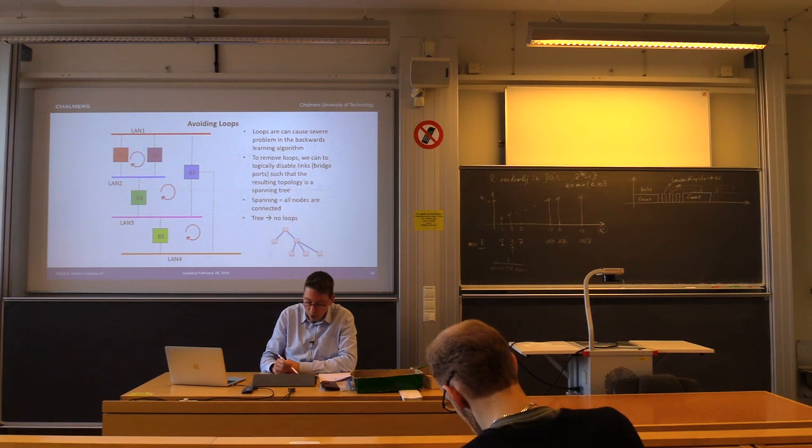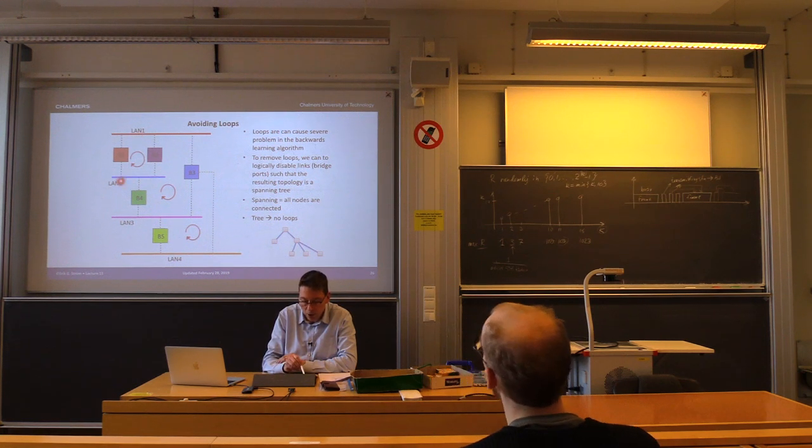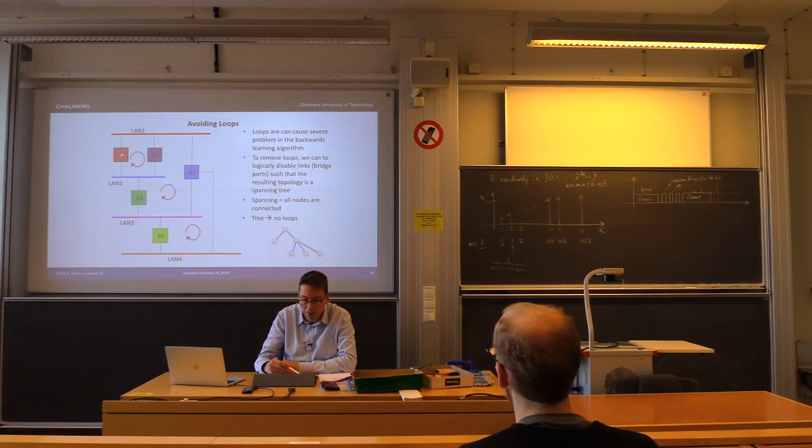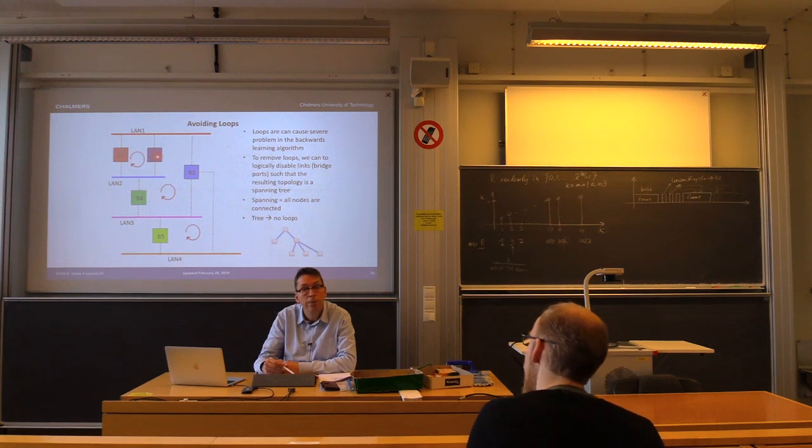suppose we have a network like this where we have 4 LANs: LAN 1, LAN 2, LAN 3, and LAN 4. And we have a bunch of bridges which are connecting these LANs. In particular, let's look at LAN 1 and LAN 2. We see they're connected with 2 different bridges, bridge 1 and bridge 2.